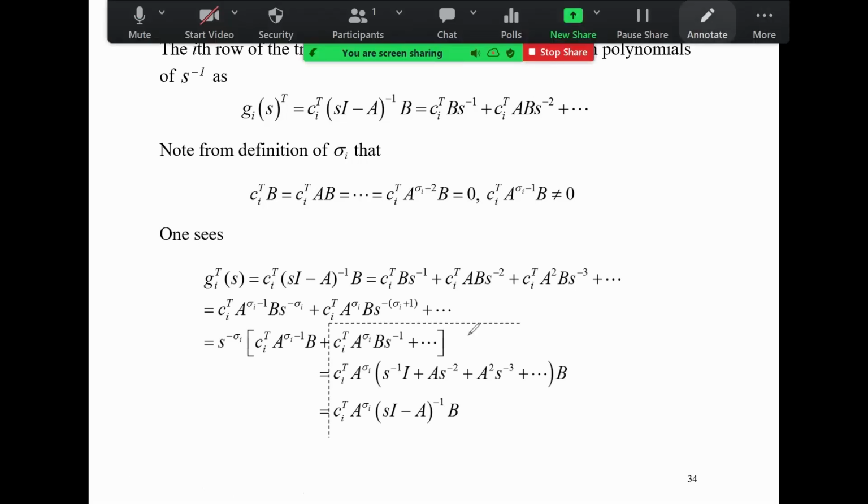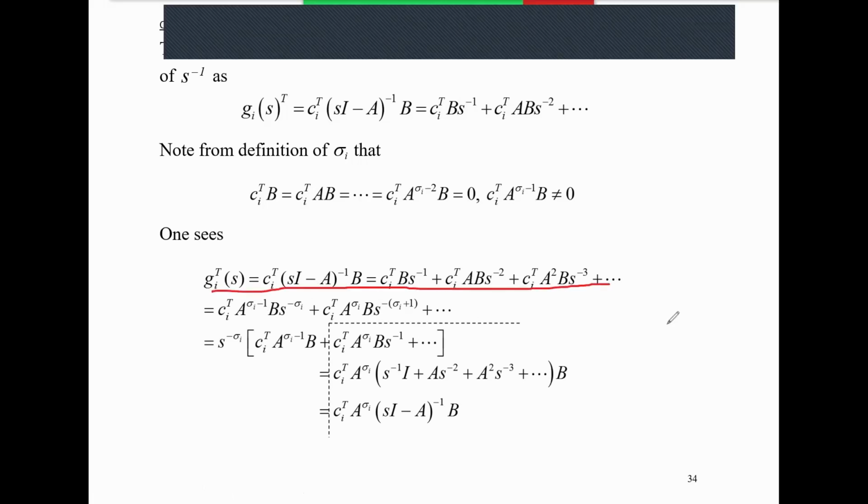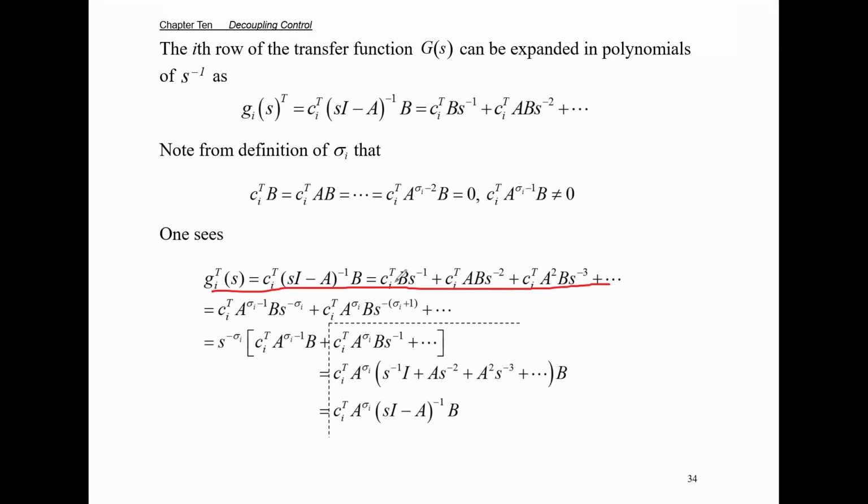Let's explain them one by one. This is its original expression. Now we take out those terms, those 0 terms, until the first term that is not 0. That will correspond to the leading term, because the relative degree is sigma I. All the terms before that will be 0.